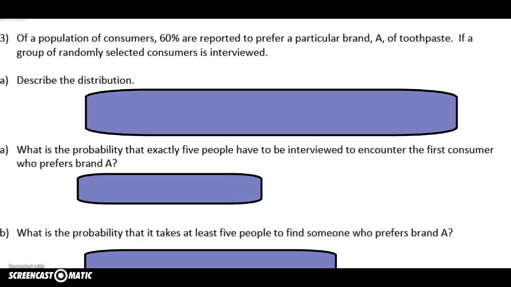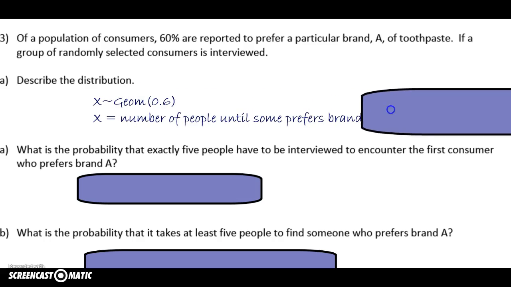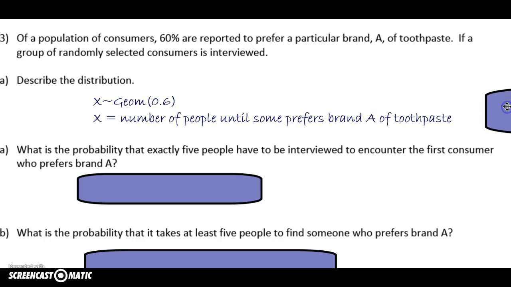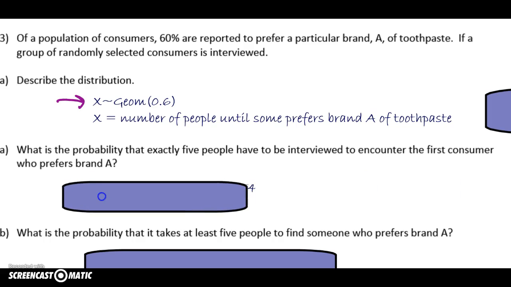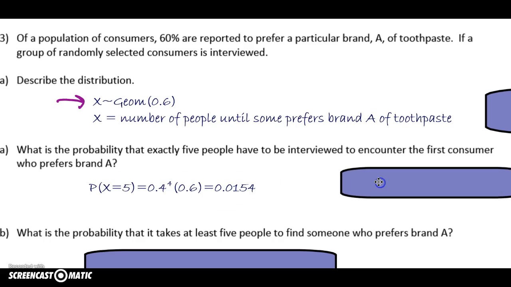On the population of consumers, 60% like a certain brand A of toothpaste, and we are going to randomly select some people to see what they like. So X is going to be geometric, and its center is just 0.6. We don't actually have to say shape, center, and spread because this covers it all. X is the number of people we interview until we find someone who prefers brand A. What's the probability that exactly 5 people have to be interviewed? Well, that would mean that we're looking for the probability that X equals 5. So that means that the first 4 do not like brand A, and then that 5th person does. And so we get 0.0154.